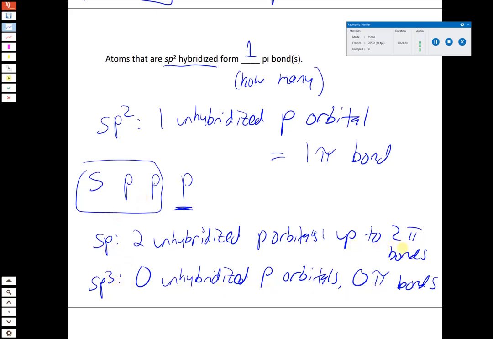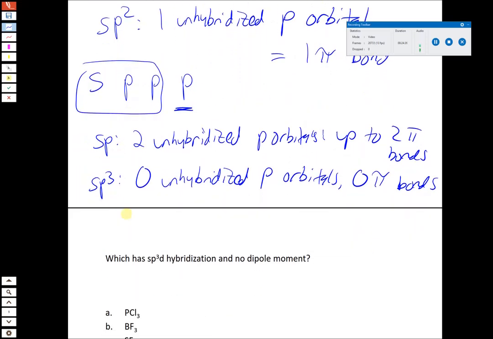sp2 you have up to 1 pi bond. sp you'd have as many as 2. So when you have these different hybridizations, if you leave unhybridized p orbitals, you are able to form pi bonds, and that's what this question was dealing with.